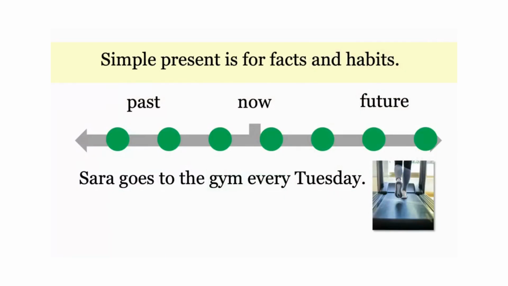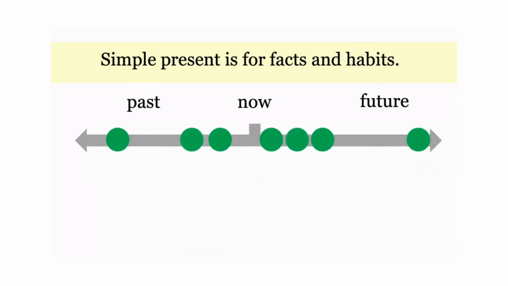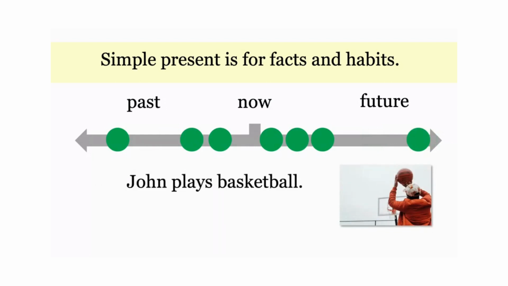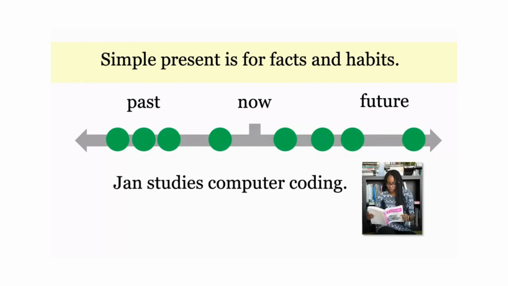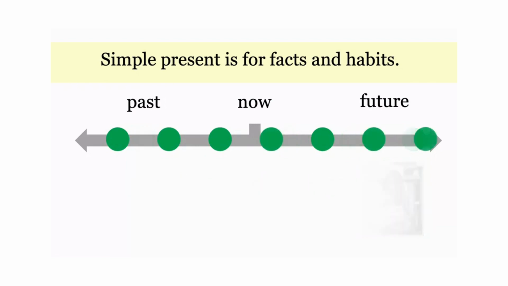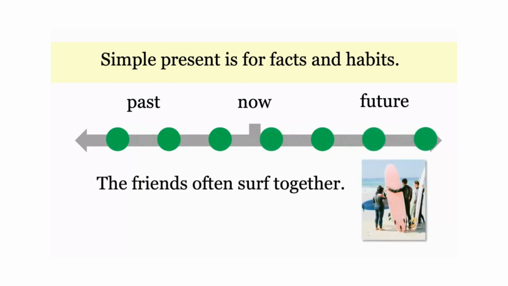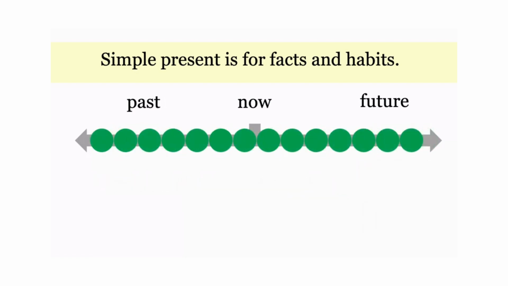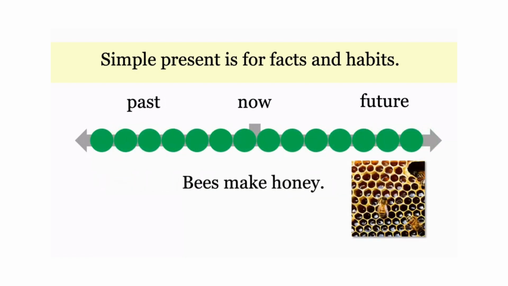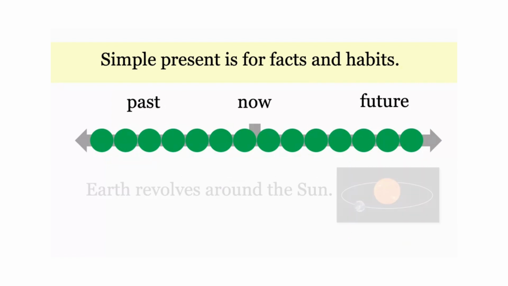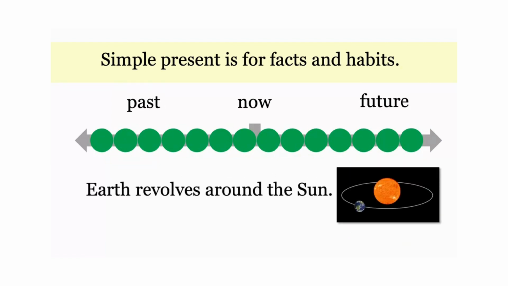Simple present is for facts and habits. Sara goes to the gym every Tuesday. John plays basketball. Jan studies computer coding. The friends often surf together. Bees make honey. Earth revolves around the sun. All of these are examples of the simple present.